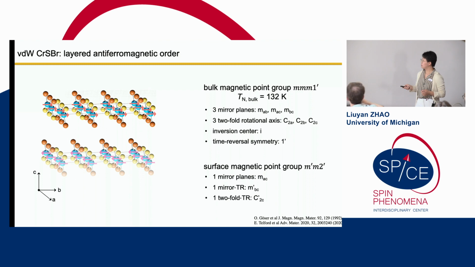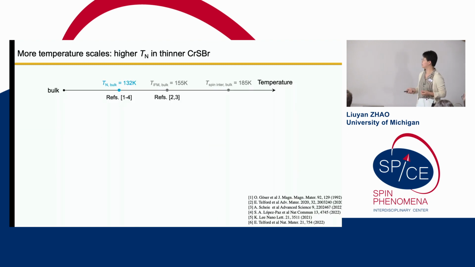At the surface, we naturally lose the mirrors that are parallel to the plane, and we also lose inversion symmetry. What's left over is the mirror plane AC, and the mirror plane BC together with time reversal symmetry; this product is a symmetry operation. The two-fold rotational axis about C paired with time reversal symmetry is also a symmetry operation. And that's the point group.